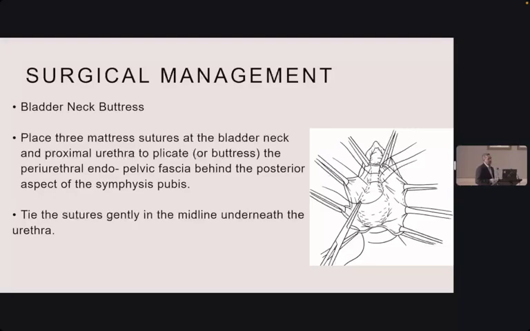So the bladder neck buttress is no longer a primary procedure for urinary stress incontinence, but it is still used in highly selective cases of mild urinary stress incontinence. As I try to demonstrate there, the sutures are passed deeply through the periurethral endopelvic fascia on either side of the urethra and then sutured onto the posterior aspect of the symphysis pubis.